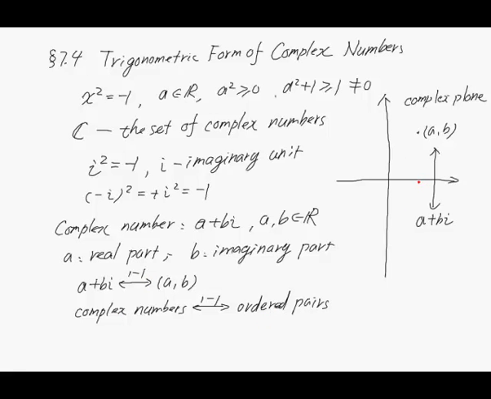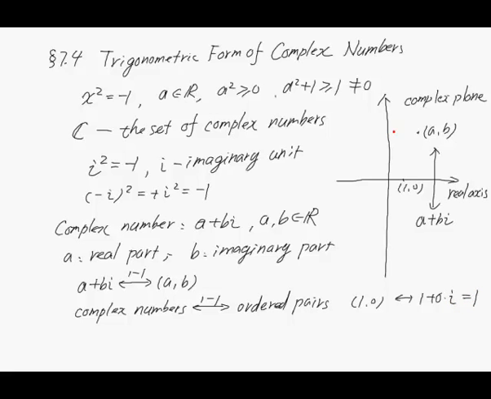And this horizontal axis is called the real axis, because on this horizontal axis, we just have the real numbers. For example, you may have (1, 0), right? (1, 0) just corresponds to 1 plus 0 times i, and this is the real number 1.